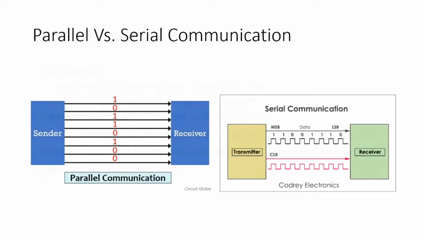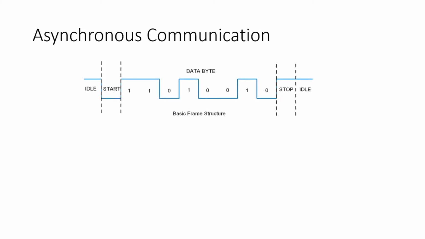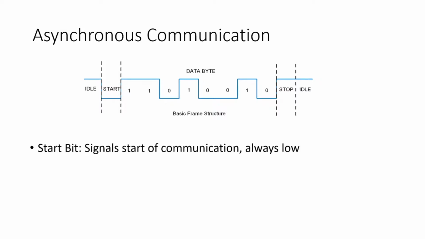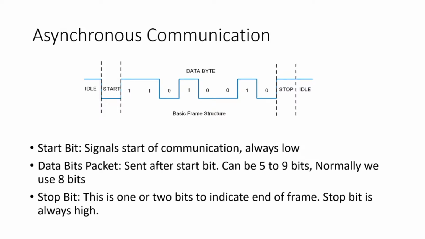In serial communication, data can be sent in synchronous or asynchronous modes. In the 8051 microcontroller we have a built-in hardware asynchronous serial controller, or a hardware UART, Universal Asynchronous Receiver Transmitter. Data in asynchronous mode is sent with a start bit which is always low, then a data packet, usually 8 bits but can be 5 to 9 bits, followed by a stop bit which is always high.